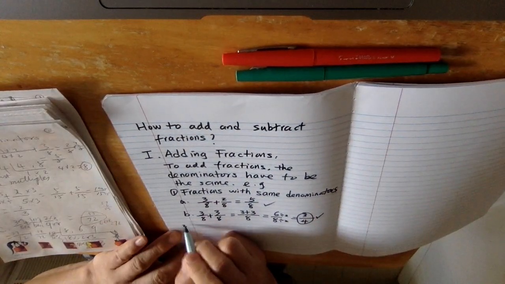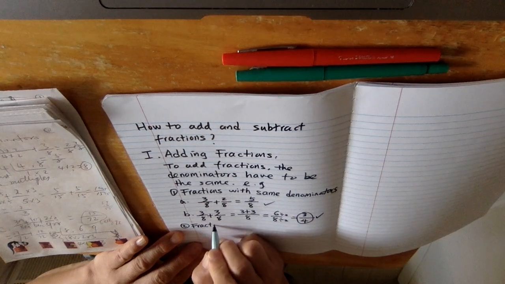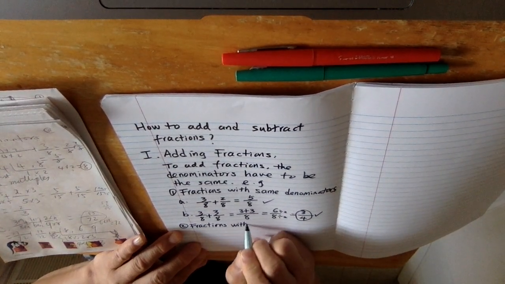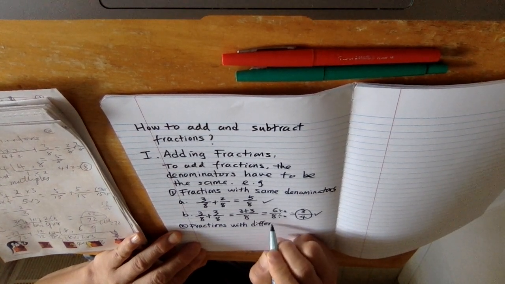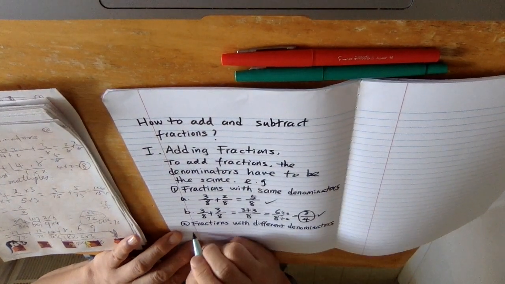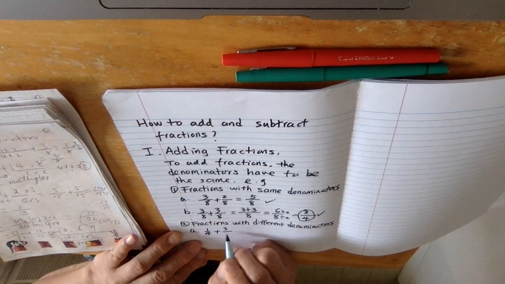Now let's learn fractions with different denominators. As we said, if you have fractions with different denominators, you have to convert them into the same denominator. Example number 1: 1/4 plus 3/8.